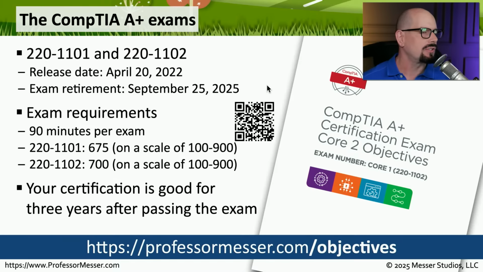The exam requirements are that we have 90 minutes for each exam. For the 220-1101, you need to earn a 675 on a scale from 100 to 900. Today, of course, we're going to be doing questions from the 220-1102, which means you have to earn a 700, a little bit better, on the same scale of 100 to 900. Now, even though this exam retires in September, there will be, of course, other exam versions that are coming along. We will talk about that at the beginning of the after show.